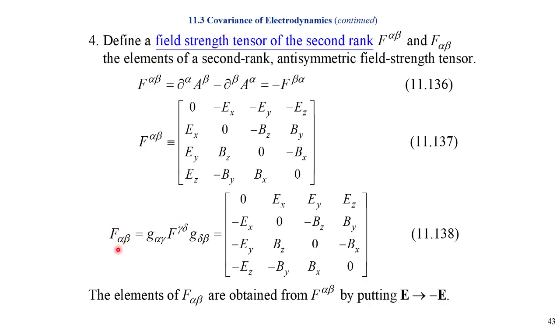So F alpha beta you can change with a G. In this case, we just change from superscript to subscript. And then, what's the difference? Just change here, change here. The elements of G alpha beta are obtained from F alpha beta by putting E equals minus E. Okay. And the B field is the same.